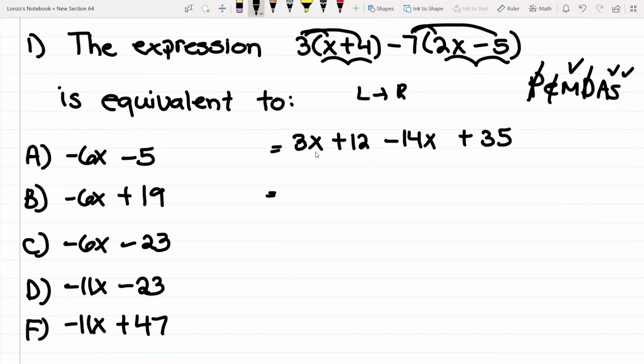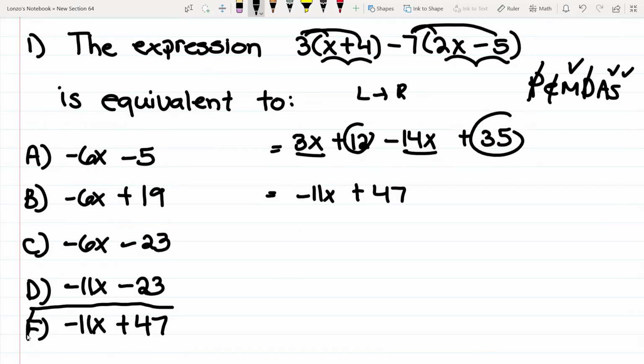So let's start with the x's. We have a 3x here and a -14x. What is that going to be? -11x. And then our constants are 12 and 35, which is 47. So which choice is that? A, B, C, D, or E? It is F, right? -11x plus 47. Not too bad.